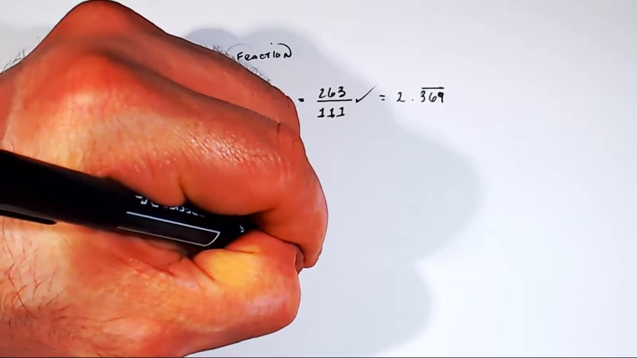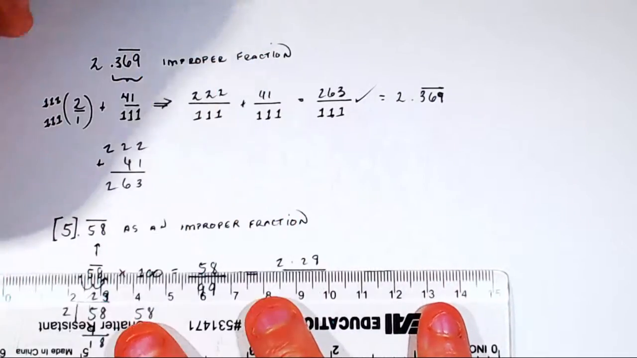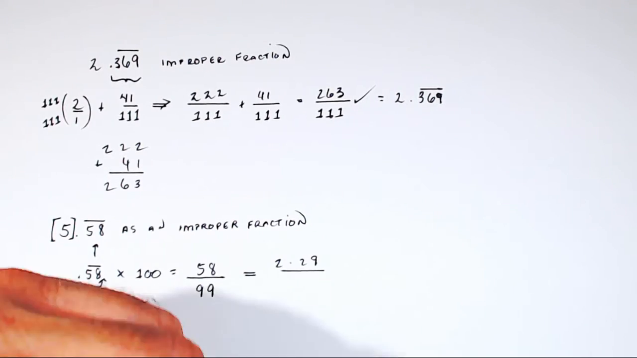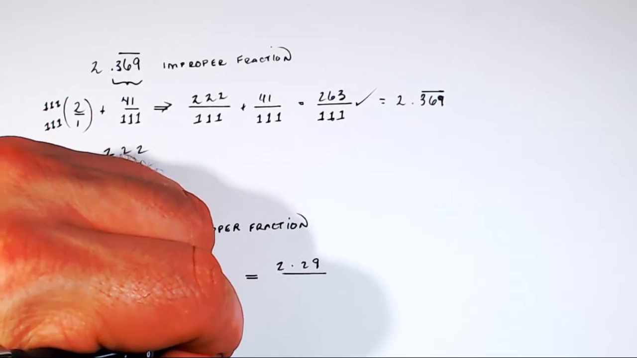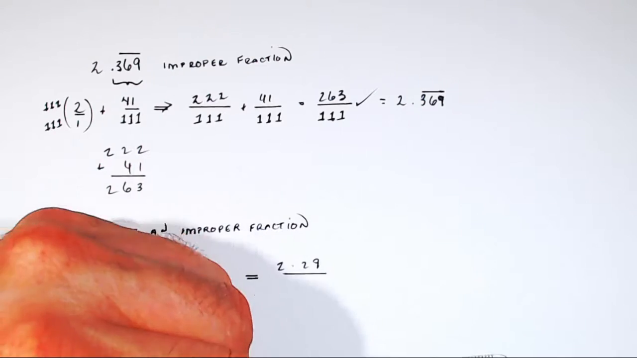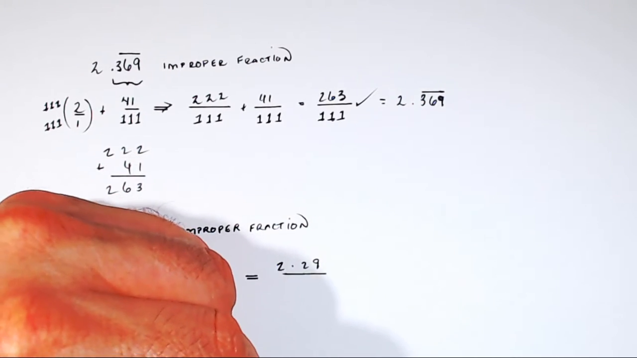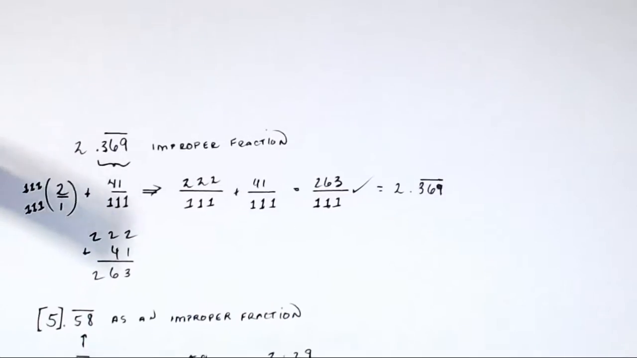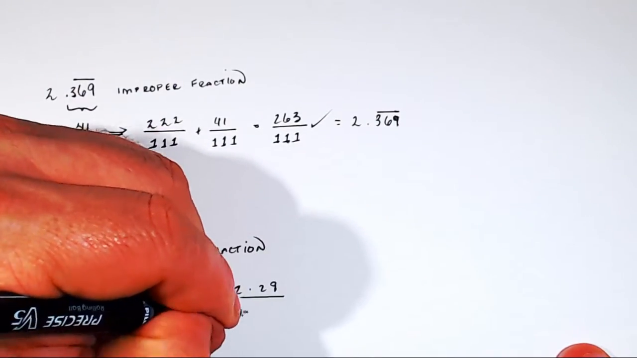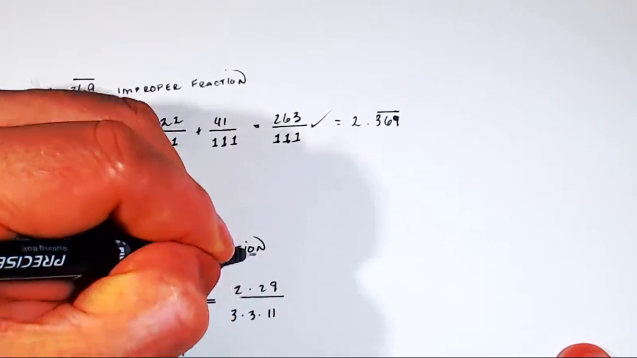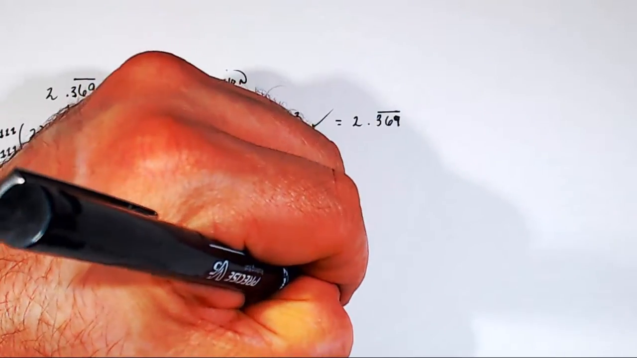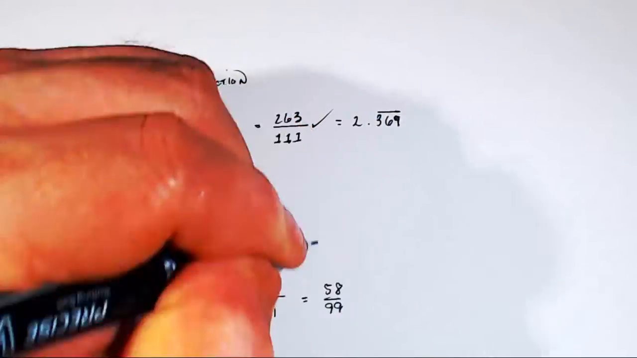2 times 29. And remember, the prime factorization of 99, let's just do that, 99, that's 3 times 33, which itself is 3 times 11. So 3 times 3 times 11. Well, none of these cancel out, so we're left with 58 over 99.